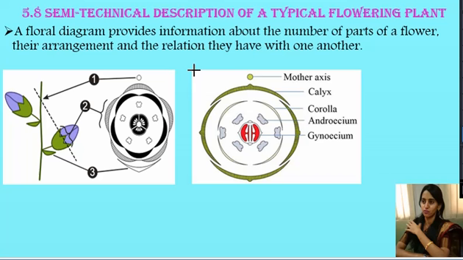Whereas the floral diagram provides information about the number of parts of a flower and the arrangement they have in relation to one another. This floral diagram is of the mustard plant, which belongs to the family called Brassicaceae. This symbol represents the mother axis.